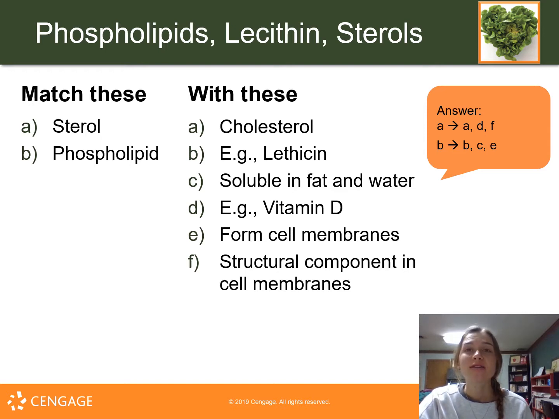So sterols include cholesterol. An example of a sterol made by the body is vitamin D, and sterols are structural components in cell membranes. Whereas a phospholipid, the most common example found in food and in the body, is lecithin, and that's an emulsifying compound. Phospholipids are soluble in fat and water due to their structure, and they form cell membranes. So you'll find a lot of phospholipids in the cell membranes of our body.